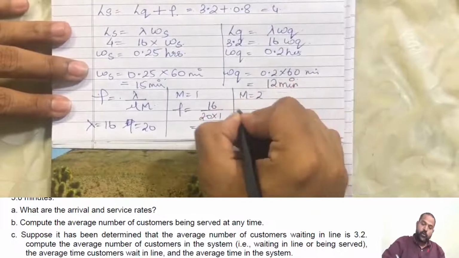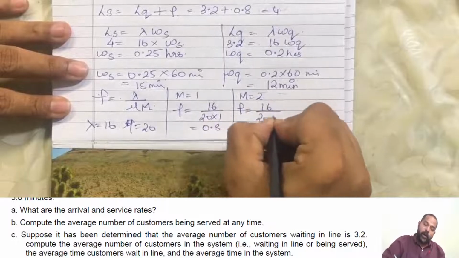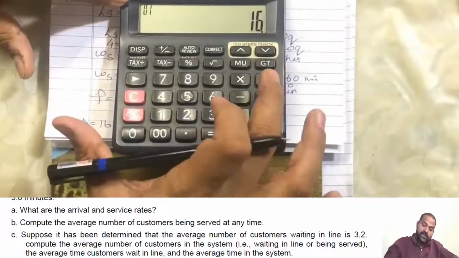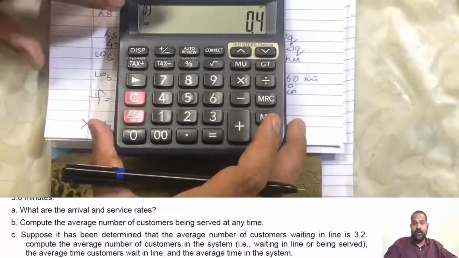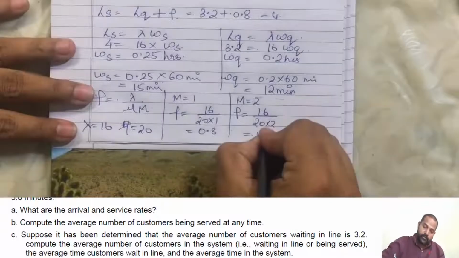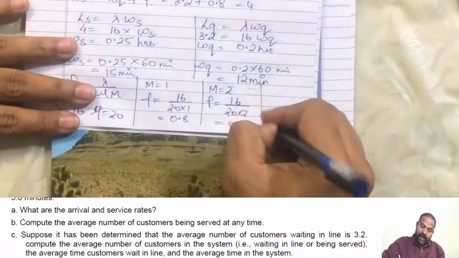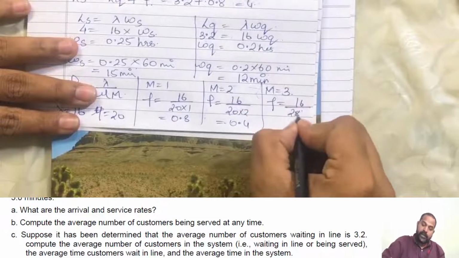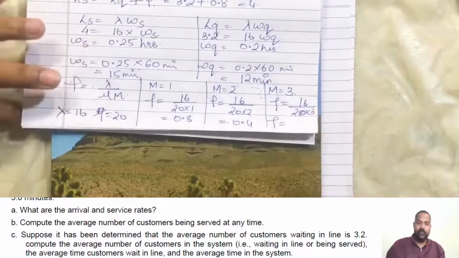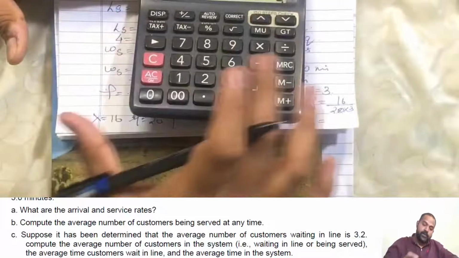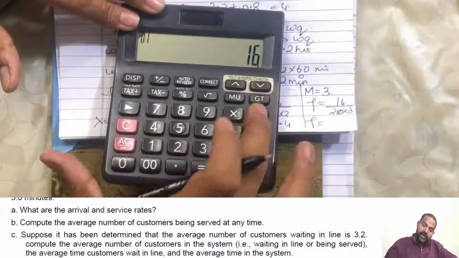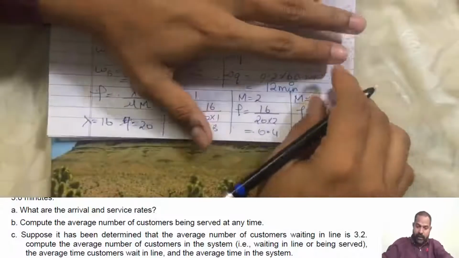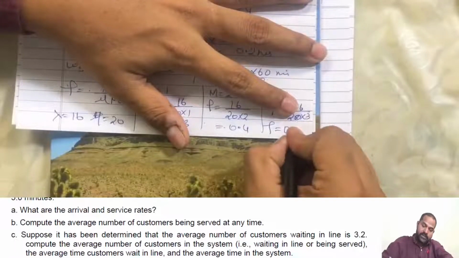When m is equal to 2, rho will be 16 upon 20 into 2, which is 16 upon 40. What is 16 divided by 40? 16 divided by 40 is 0.4. And lastly, when m is equal to 3, rho is 16 upon 20 into 3. 20 into 3 is 60. So it is 16 divided by 60, and the answer is 0.266666. You can write it as 0.27.